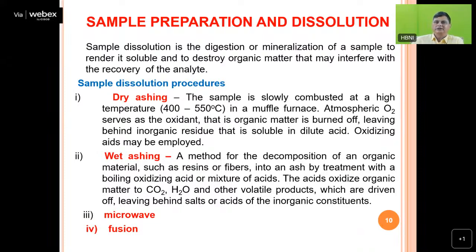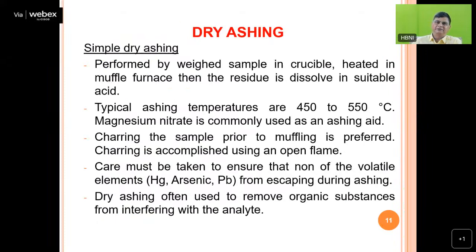Then what are the techniques by which we do these processes? That can be done by dry ashing and wet ashing. Wet ashing can be done using a conventional hot plate and also a microwave, which we'll see in the next few PowerPoints. And then the last resort is fusion. So first we will take dry ashing.